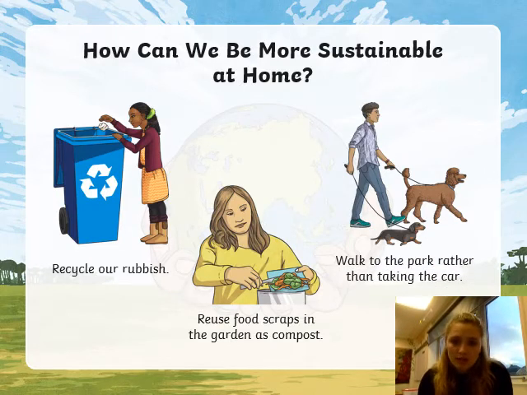And finally, you can walk to the park rather than taking the car. So rather than burning those non-renewable resources and burning petrol to release bad gases for our planet, you could walk to the park instead.